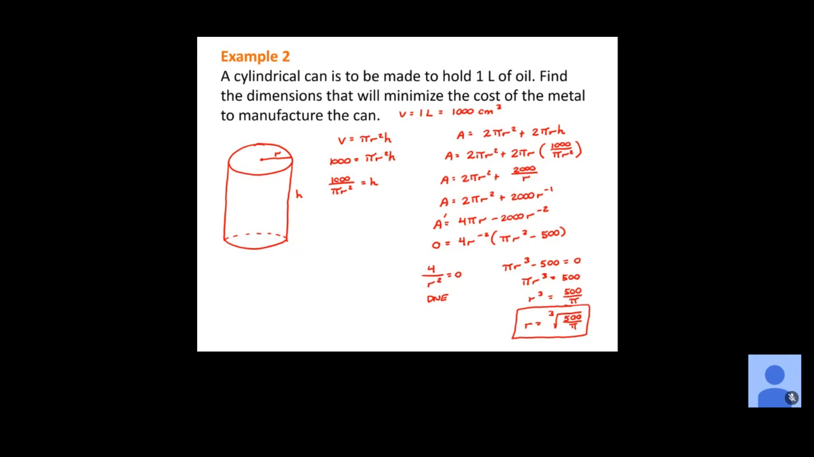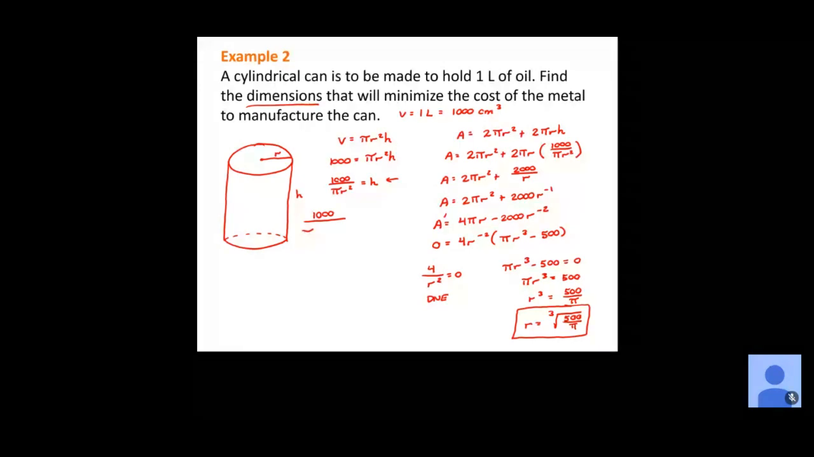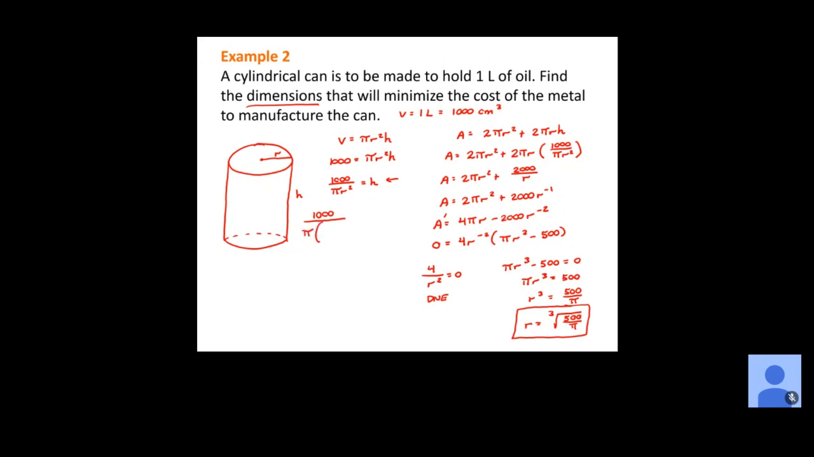Now, once we have that value, if we're looking for the overall dimensions here, what else do we have to do now? Yeah, we've got to plug that back in to solve for h. Well, we already know h is equal to this, so I'm just going to plug it in right there. We're going to have 1,000 divided by pi times that r value, cube root of 500 over pi, all squared.